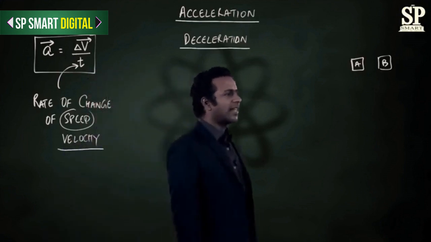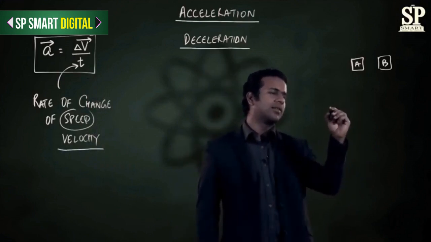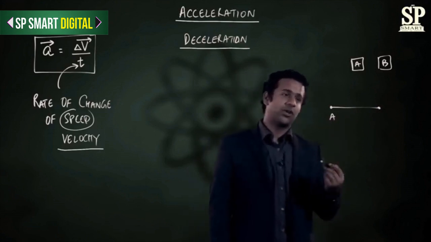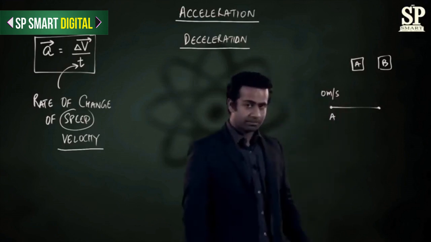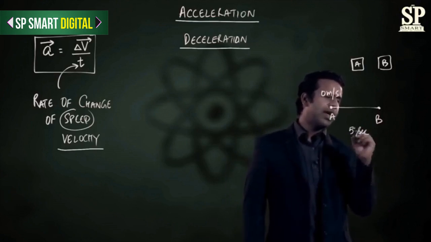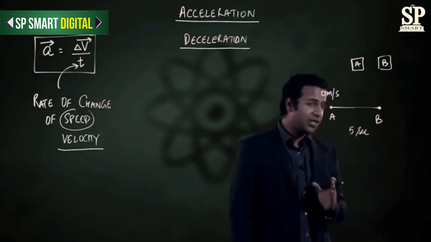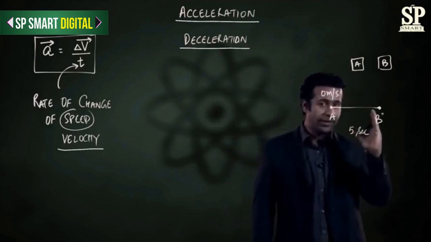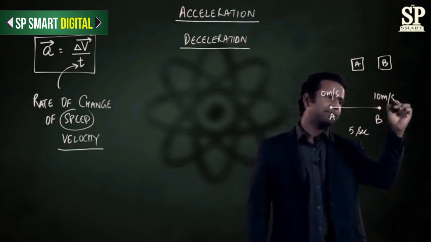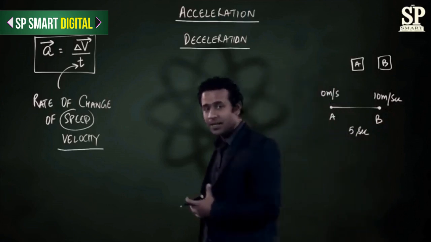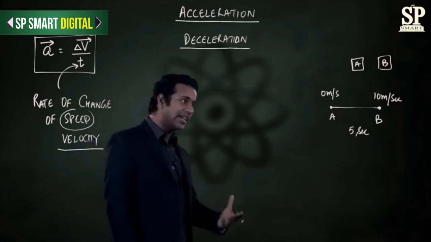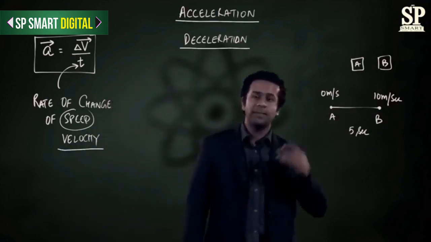Right. So let's take an example. Let's say that some body starts from point A. There it was at rest, so its speed was 0 meter per second. It reaches a point B in 5 seconds, and at point B, its instantaneous speed, which means its speed at point B, is 10 meter per second. So this particle has moved from A to B in 5 seconds, and it has increased its speed from 0 to 10 meter per second.